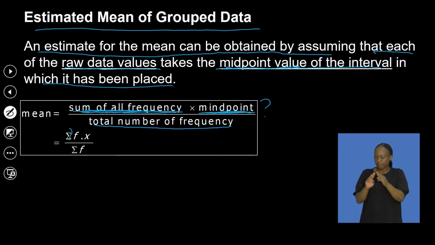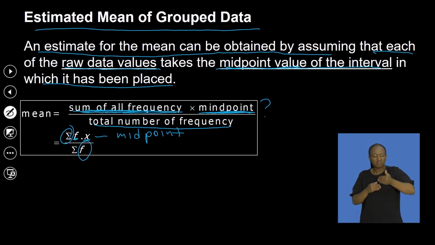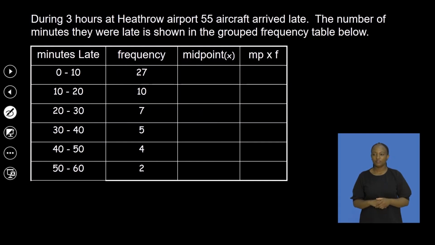That's the meaning of the mean. So this is sigma, it just means sum of frequency times x. This x is the midpoint of an interval, and this is the frequency. And sigma means total. Okay. Let's see with an actual table how we can do this.